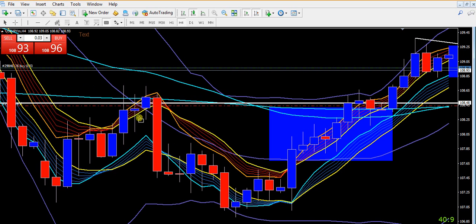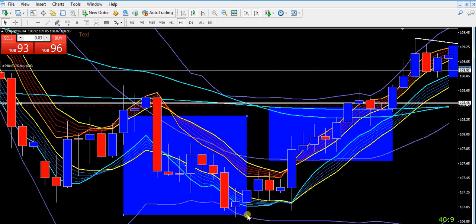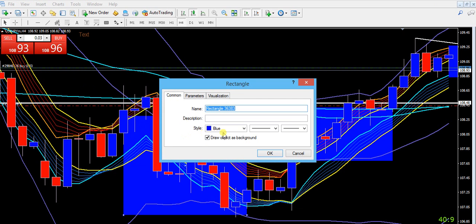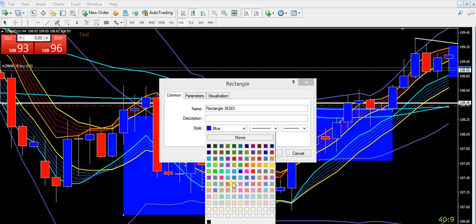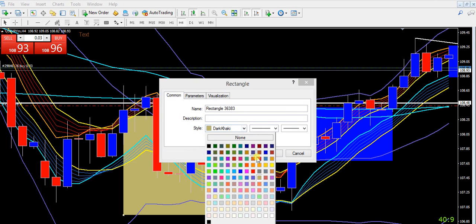Why? Because this is not a trend, but let me change the color. I don't like the blue one. Let me change to dark. Maybe this is good. Oh, not good. Let me change the color first.